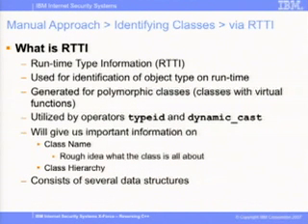So another method for identifying classes is via RTTI. It is used for identification of object type at runtime. It is generated for polymorphic classes or classes with virtual functions. Basically, RTTI is used by the operators typeid and dynamic_cast. RTTI will give us information on class name and class hierarchy, so it has pretty good information that will give us a rough idea of what the class is. It consists of several data structures.